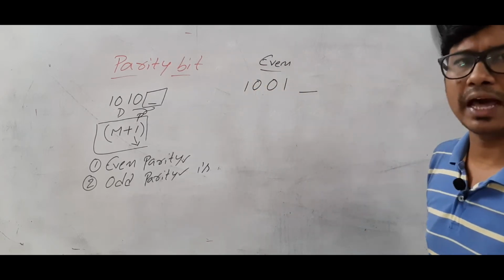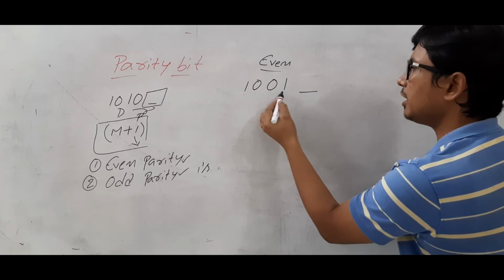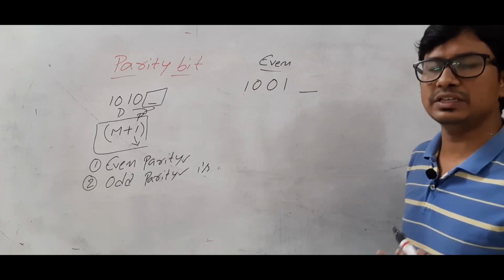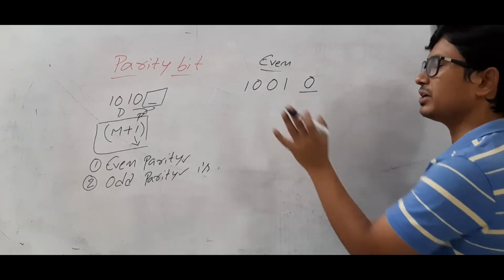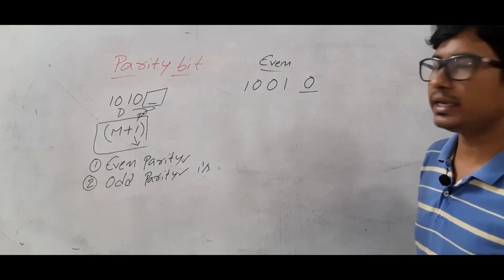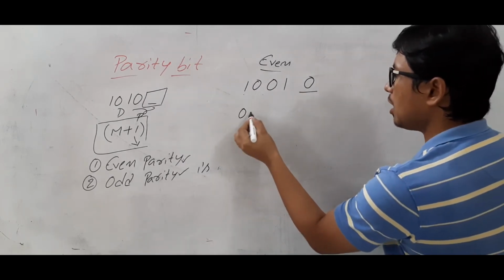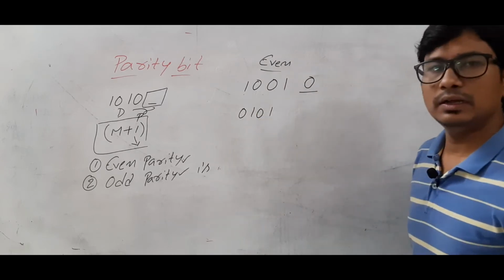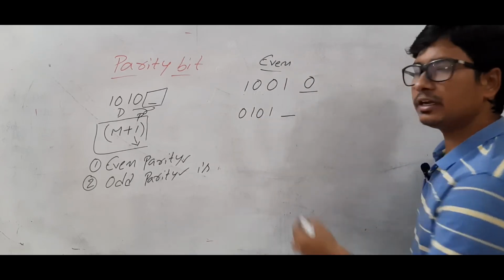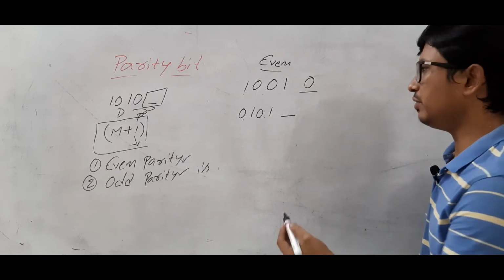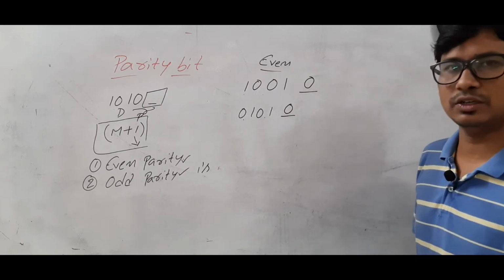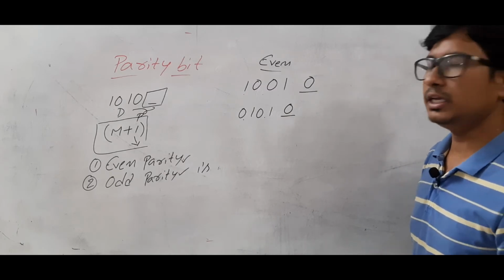Then what will be the parity bit? Can anyone tell? Already the number of ones are 2, which is even. If I keep the parity bit as 0, totally the number of ones is equal to even. Am I right or wrong? Similarly, if you have 0, 1, 0, 1, then what will be the parity bit? Again, the number of ones in the data is already even. If you keep a parity bit as 0, you will get the even parity.